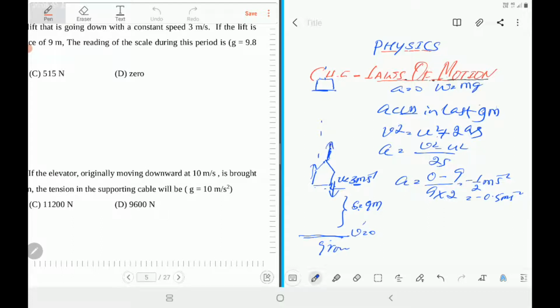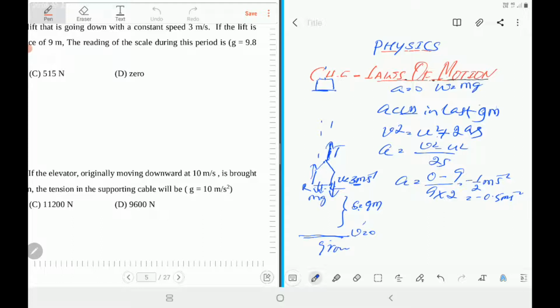You are pulling it, holding the rope. Along with the rope, you are pulling it up. Tension is acting up. The weight is acting down, that is mg. That tension overcoming weight is producing deceleration. So when you pull it up, the same reaction is felt down. Reaction acts down.